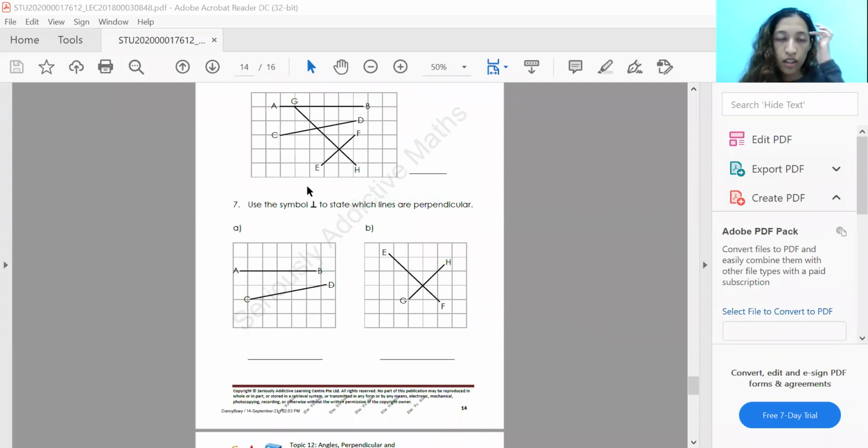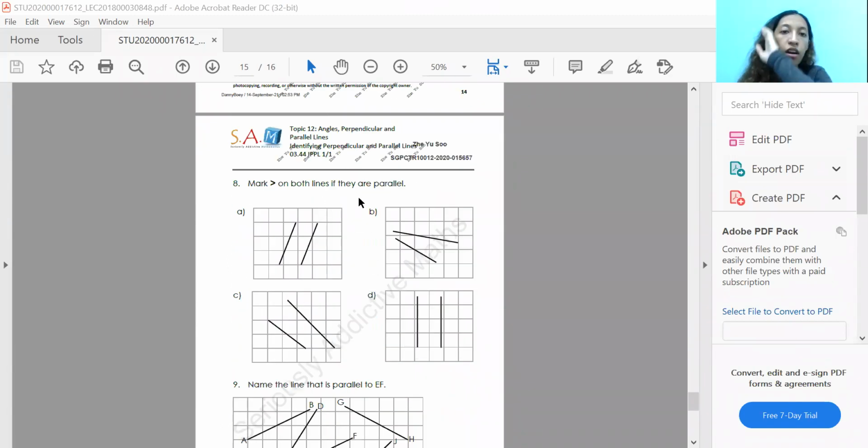Now, pause on this page and do number 7 for me. Okay, let's go through. Use the symbol to state which lines are perpendicular. So as you can see, in A, they do not even meet. For it to form perpendicular lines, the lines have to meet. In this case, they do not even meet, so it's out. And then let's look at B. Yes, they do meet. So let us draw a right angle. As you can see, EF is perpendicular to GH. So write down EF is perpendicular to GH. Okay? So that's that for this.